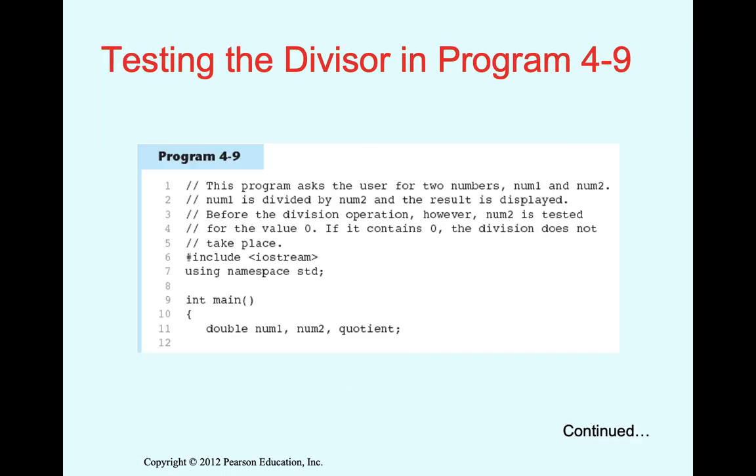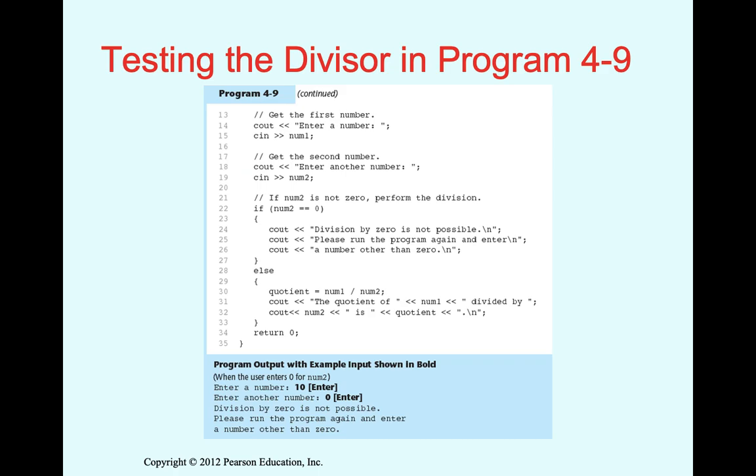Okay, so this is another example. We want to ask the user for two numbers and show the result of dividing the first number by the second number. We ask the user to enter the first number and the second number, and then we have to check if the second number is 0, because then we cannot do the division. So if number 2 is 0, we have to do three things. We have to print division by 0 is not possible.